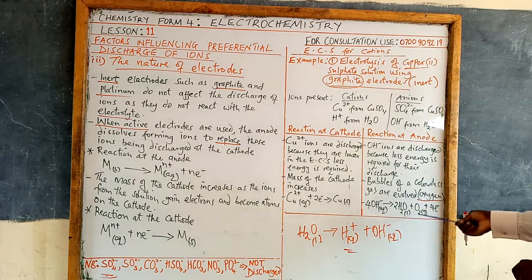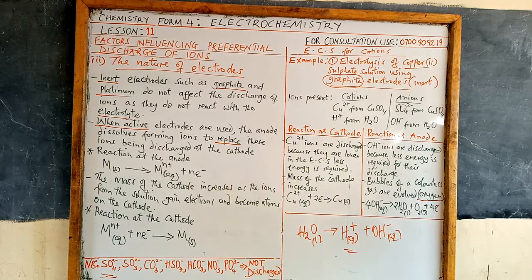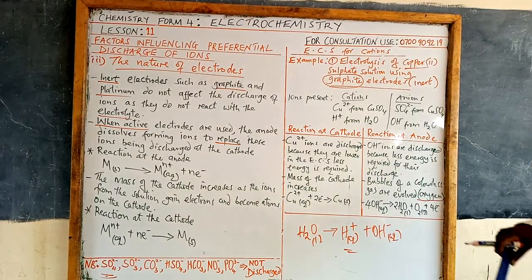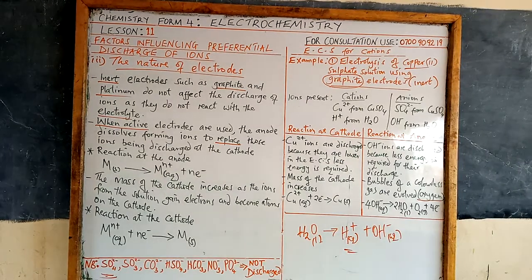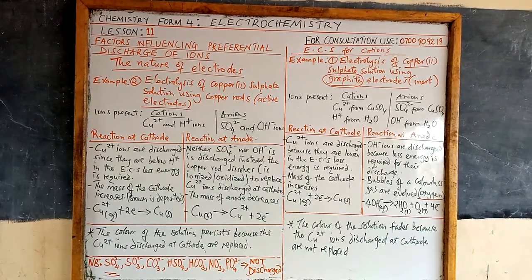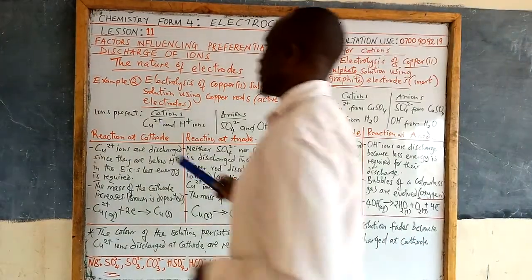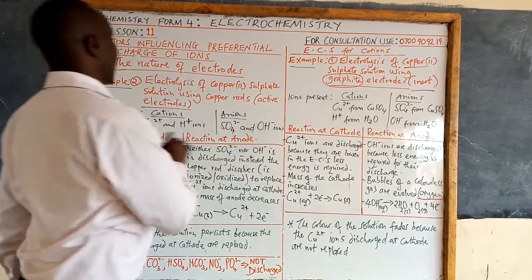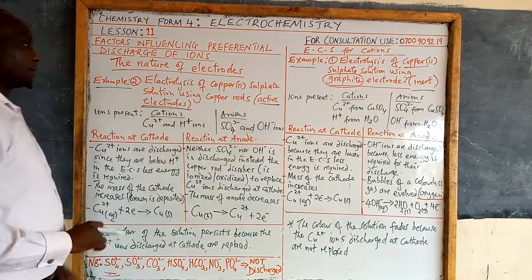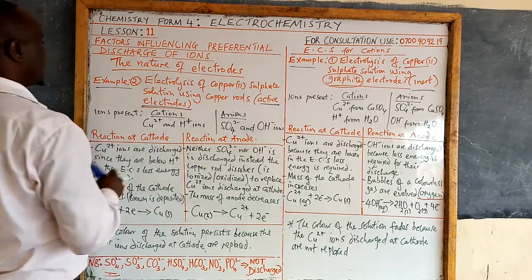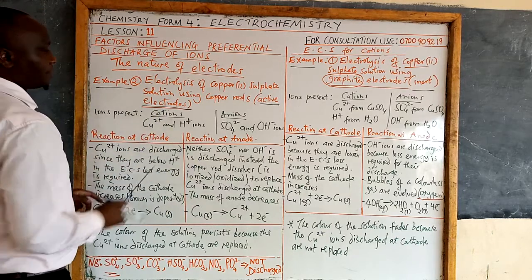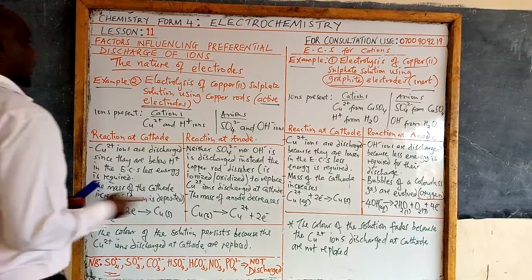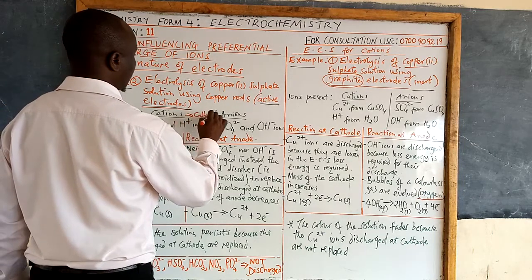Now let's consider, what if we were to use active electrodes? What will be the case? By comparison, in example 1 we used inert electrodes, but in example 2, we are using active electrodes. The ions present are the same: the cations are copper ions and hydrogen ions, and the anions are sulfate ions and hydroxide ions. As usual, the cations move to the cathode, and the anions to the anode.